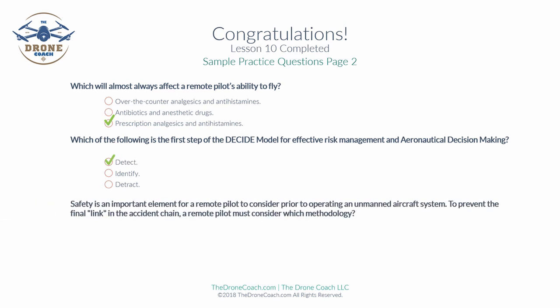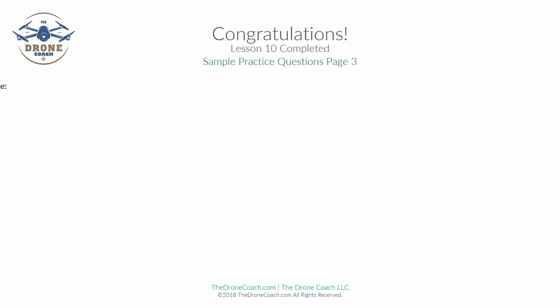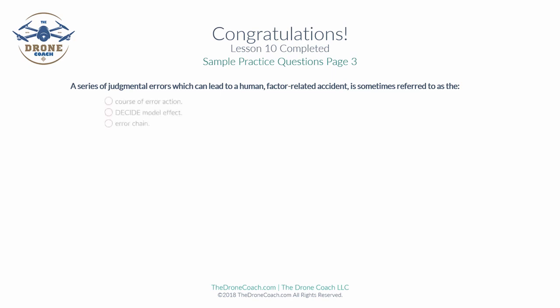Safety is an important element for a remote pilot to consider prior to operating an unmanned aircraft system. So to prevent that final link in the accident chain, a remote pilot must consider which methodology? Remember the final link? And that would be risk management. A series of judgmental errors, which can lead to a human factor-related accident, is sometimes referred to as the error chain.